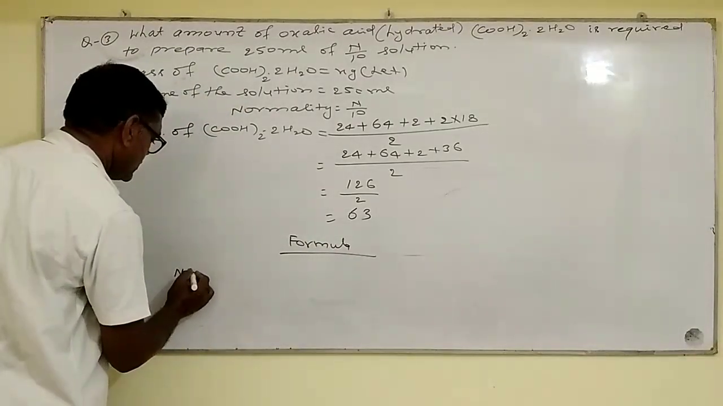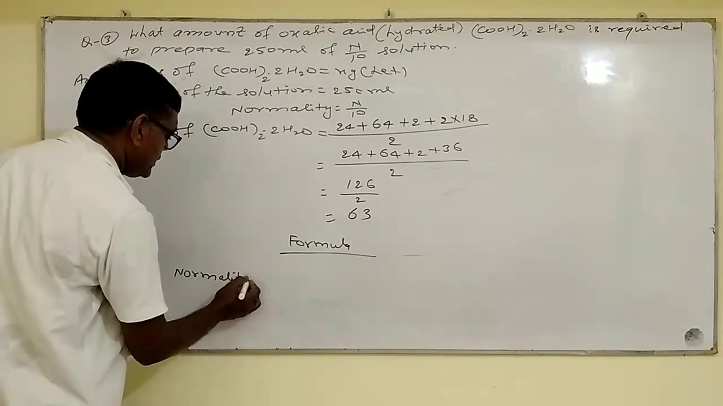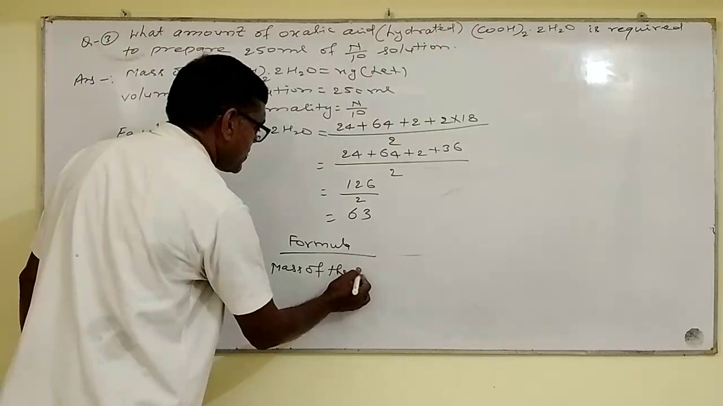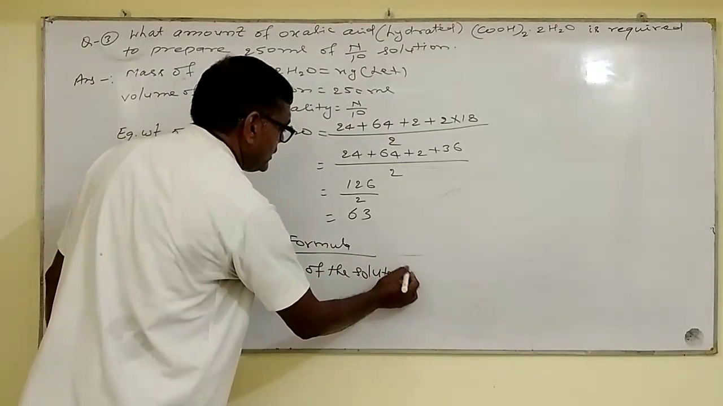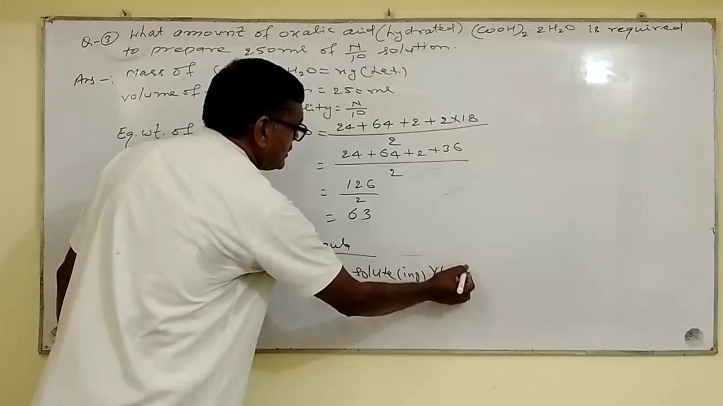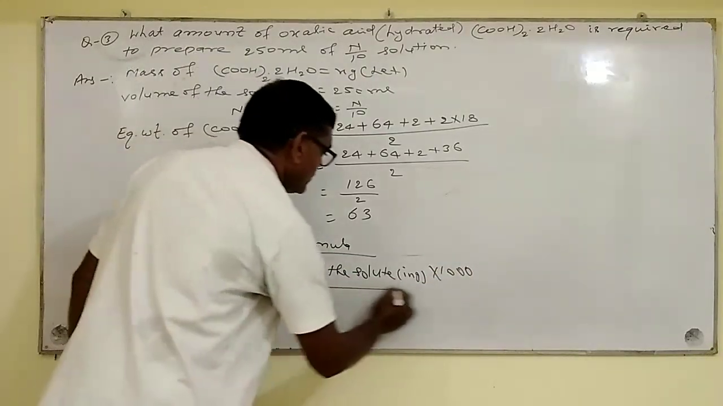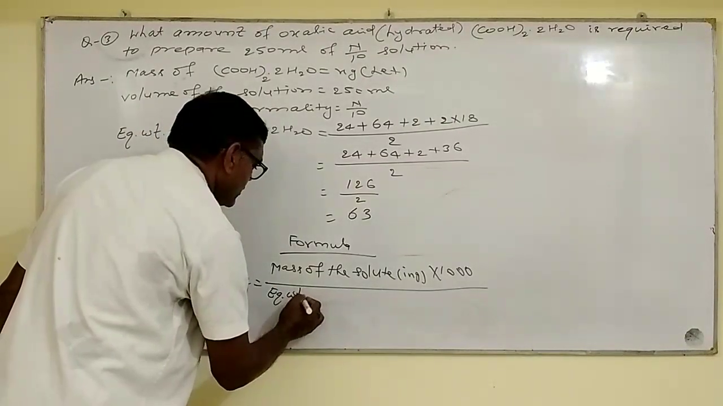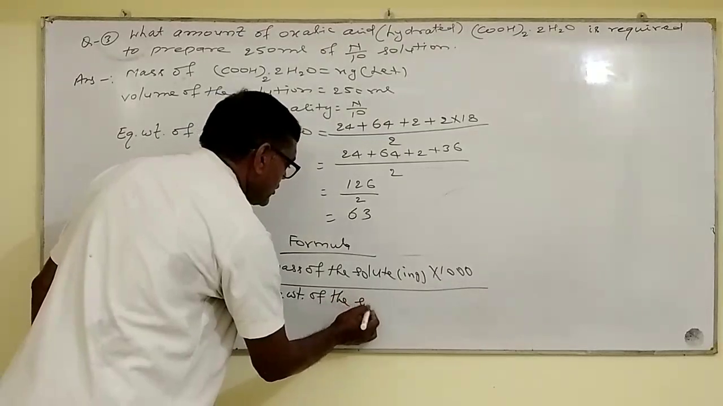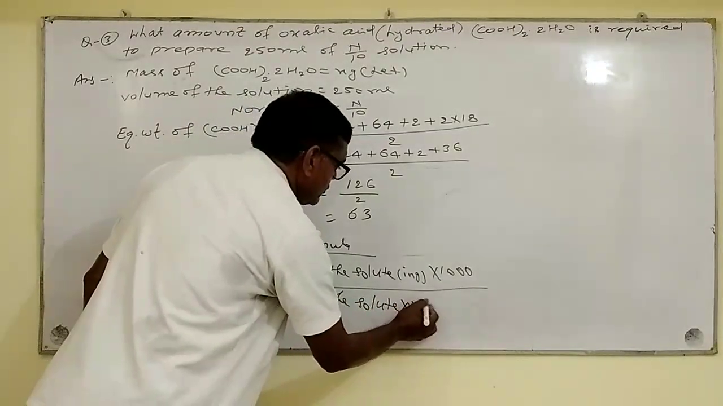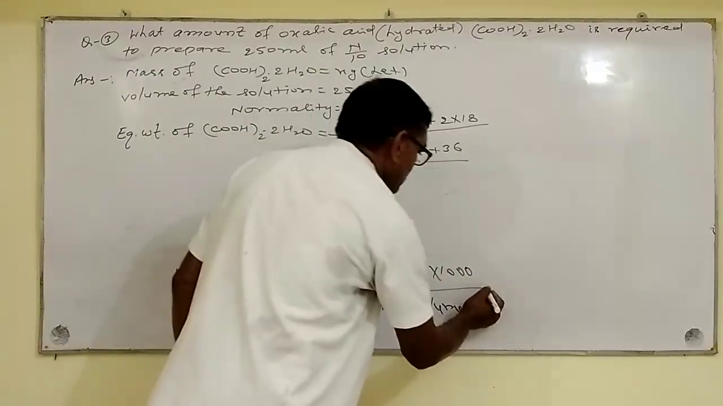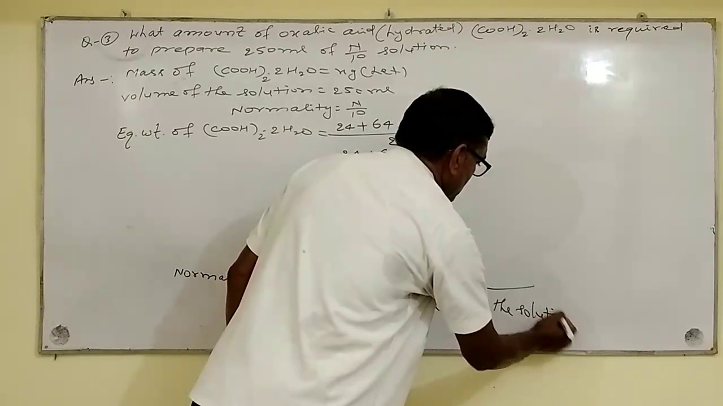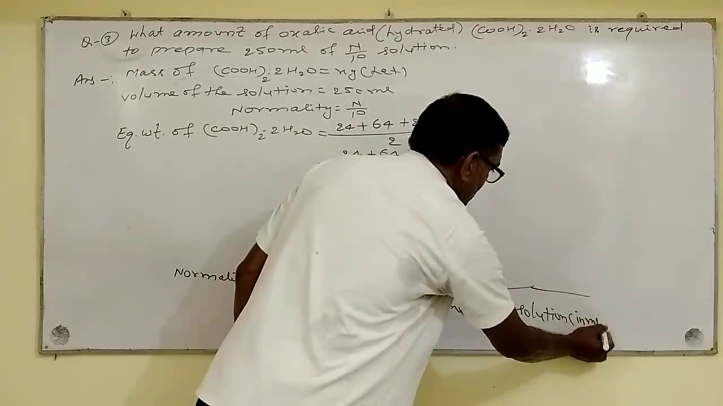Here we write the formula. Formula is normality is equal to mass of the solute in gram into 1000 upon equivalent weight of the solute into volume of the solution in ml.